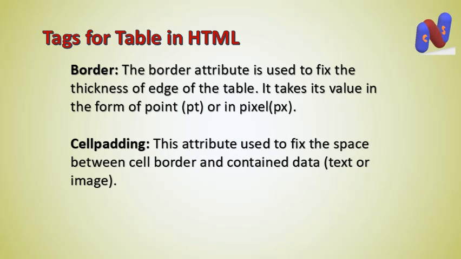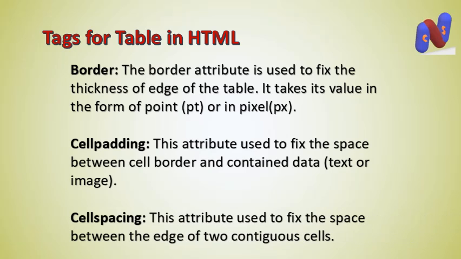Now cell padding. This attribute is used to fix the space between the cell border and the contained data. Data may be in text form or in image form. Now cell spacing. This attribute is used to fix the space between the edges of two contiguous cells.